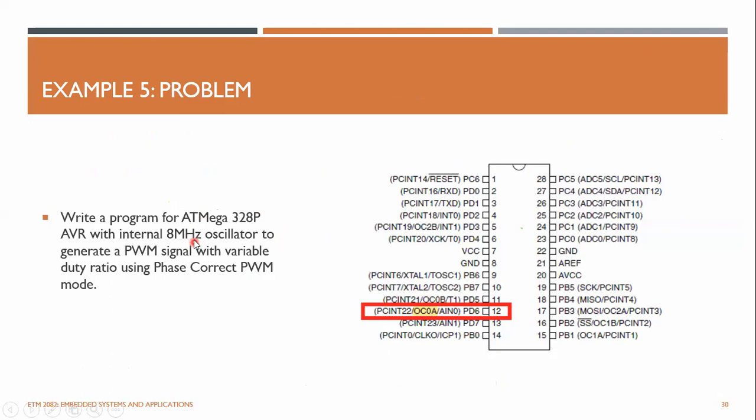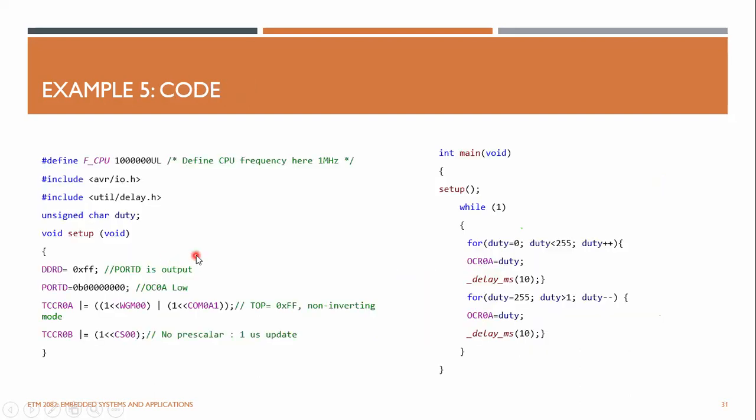Now this is the last example. Here we have to write a PWM signal with variable duty ratio. So this is how I have done it. I'm using that pin, this one on port D, setting it as an output. Initial value is 0, and I'm using non-inverting mode, and top value is 255.